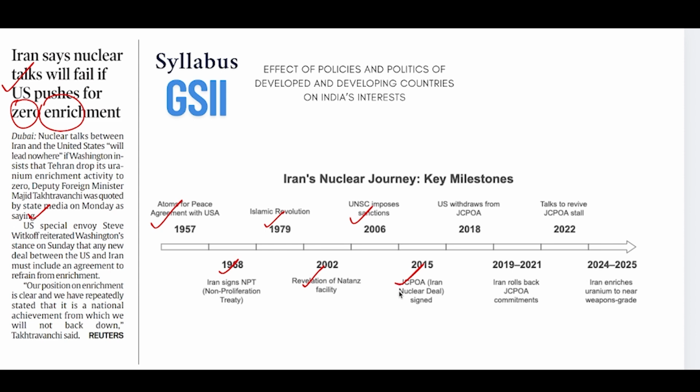A deal was signed between the US, UK, France, Russia, China and Germany along with Iran, where on one hand Iran decided to give up its nuclear enrichment program, and on the other hand the Western world decided to give Iran relief in terms of financial as well as military sanctions. But the problem was that in 2018, the United States of America under the leadership of President Trump decided to exit the deal and sanctions were reimposed on Iran. And that is when Iran rolled back its JCPOA commitments and began enrichment beyond the agreed limit. And that's when tensions started to emerge.